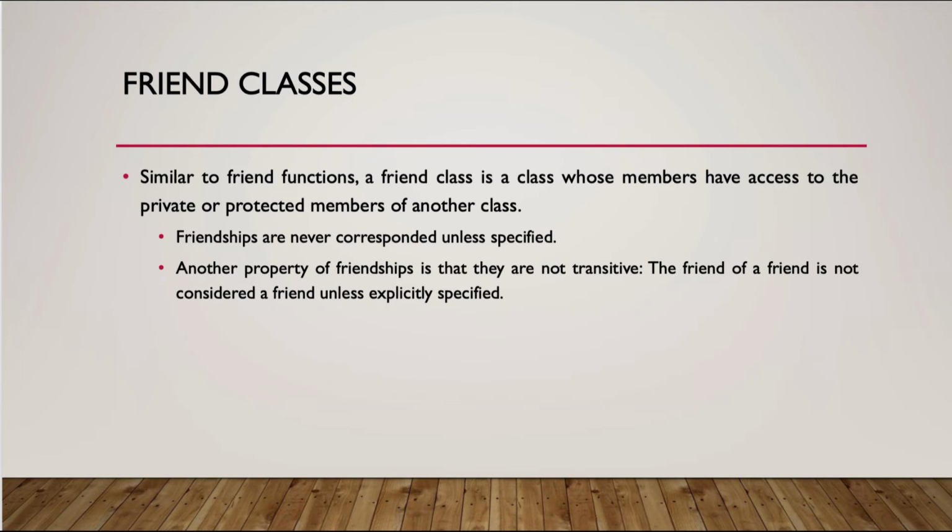Another property of friendship is that they are not transitive. The friendship basically can only be seen if both classes agree that the friendship exists. The friend of a friend is not considered a friend unless explicitly specified.